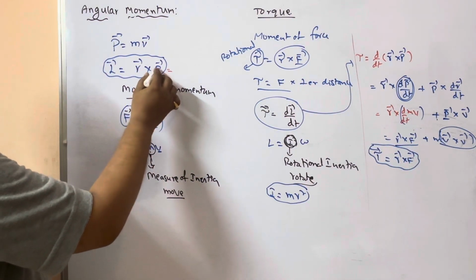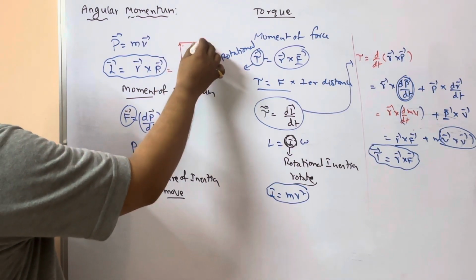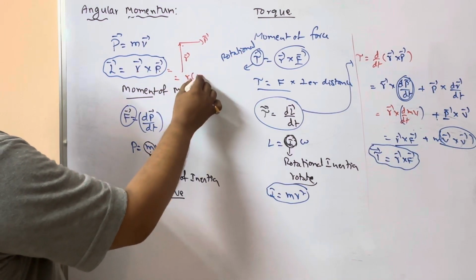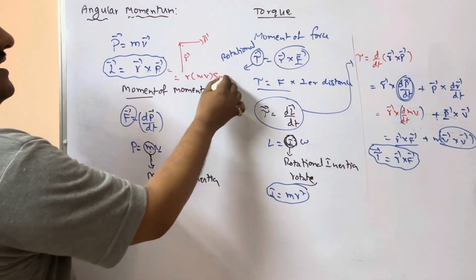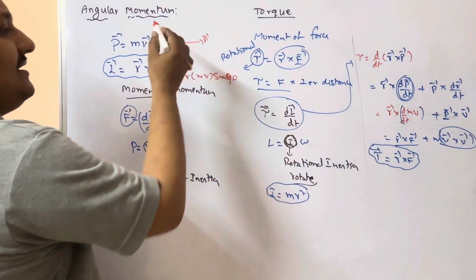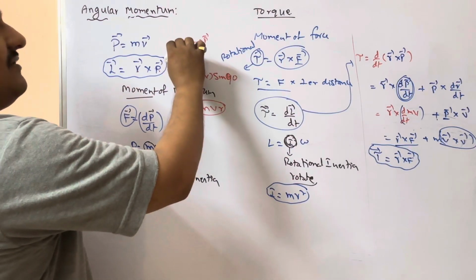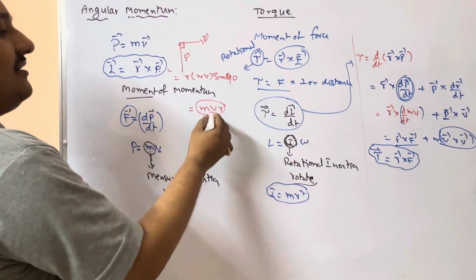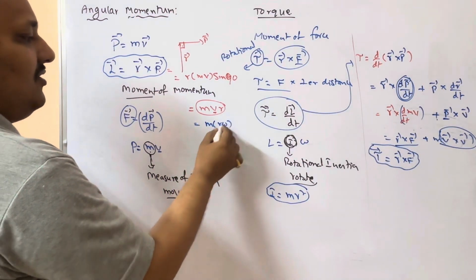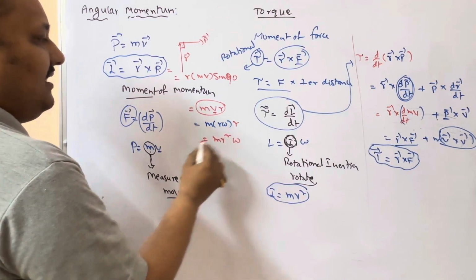If R and P are perpendicular to each other, so this is R bar, this is momentum. Perpendicular to each other means we will write R into mv sin theta. That is nothing but sin 90, so we are going to get mvr. Whenever we are applying momentum, if it is rotating, v can be written as r omega, so mr square omega.